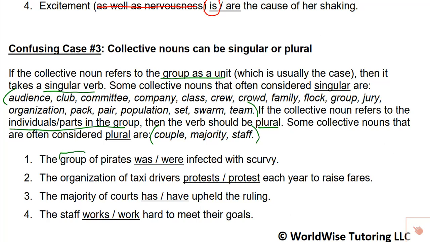The group of pirates was or were infected with scurvy. Darn, I gave it away. But what we're going to do is ignore the of pirates and focus in on the collective noun, which is group.